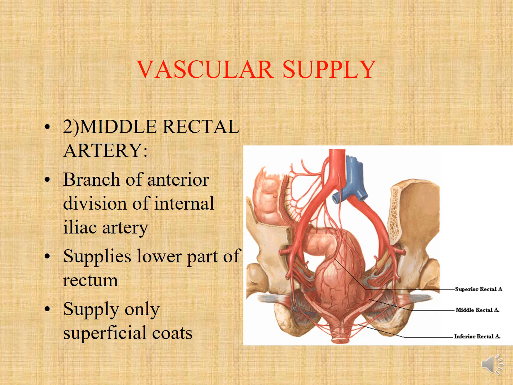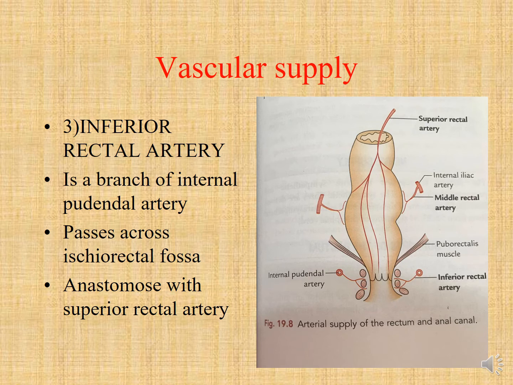Then we have middle rectal artery, which is the second source of arterial supply. It is a branch of the anterior division of internal iliac artery, and it supplies only the superficial coats of the rectum, the lower part of rectum. The third source is the inferior rectal artery, which is a branch of internal pudendal artery, and it passes across the ischiorectal fossa. And here it anastomoses with the branches of superior rectal artery.